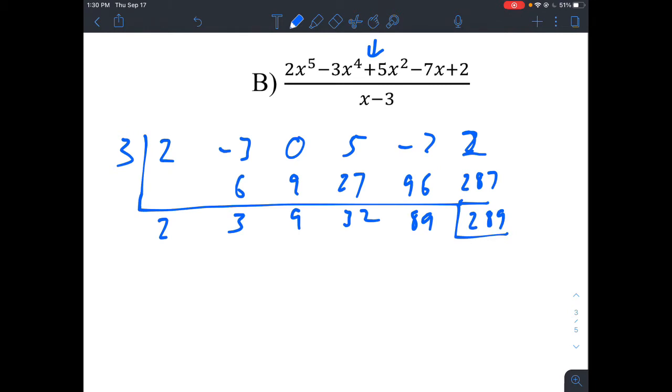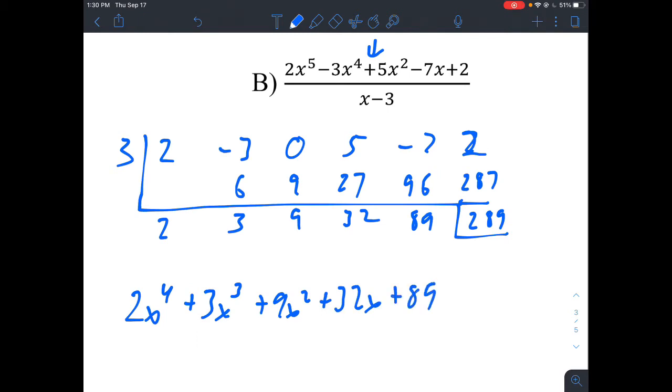So if we divide the 2x to the 5th polynomial by x minus 3, what we're left with is 2x to the 4th plus 3x to the 3rd plus 9x squared plus 32x plus 89 plus 289 over x minus 3, our remainder over our denominator.